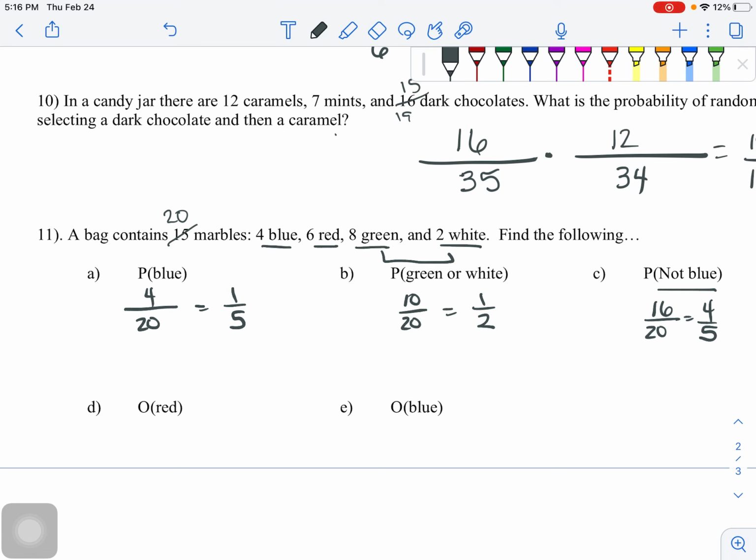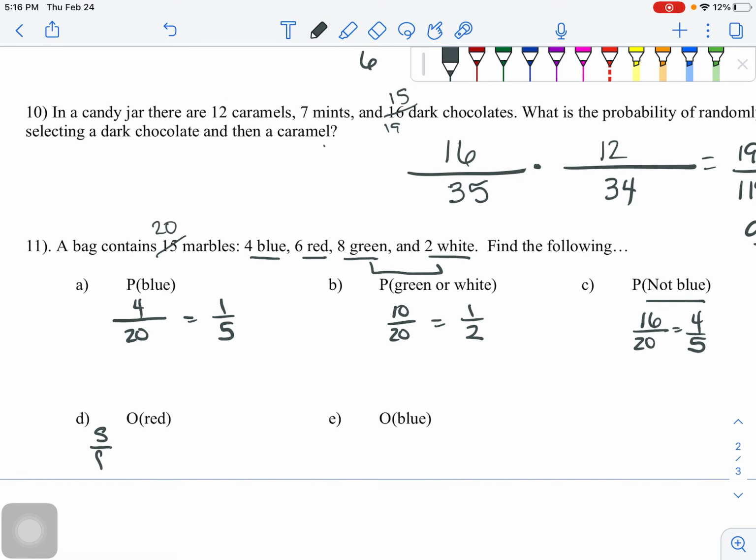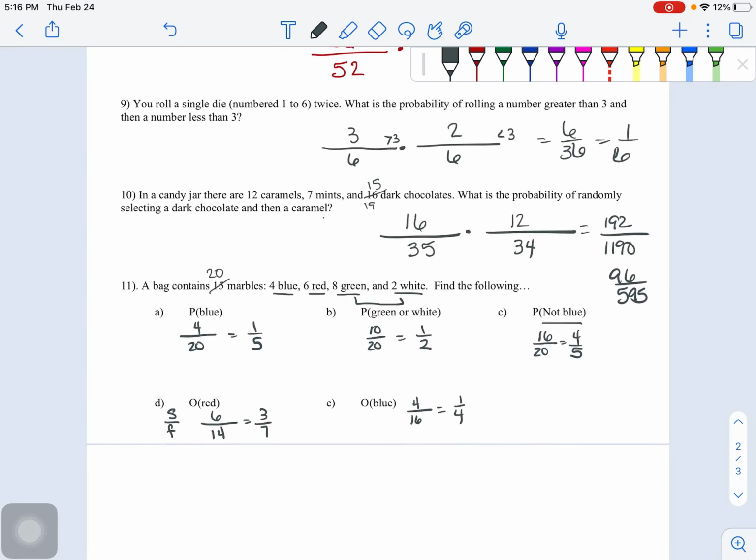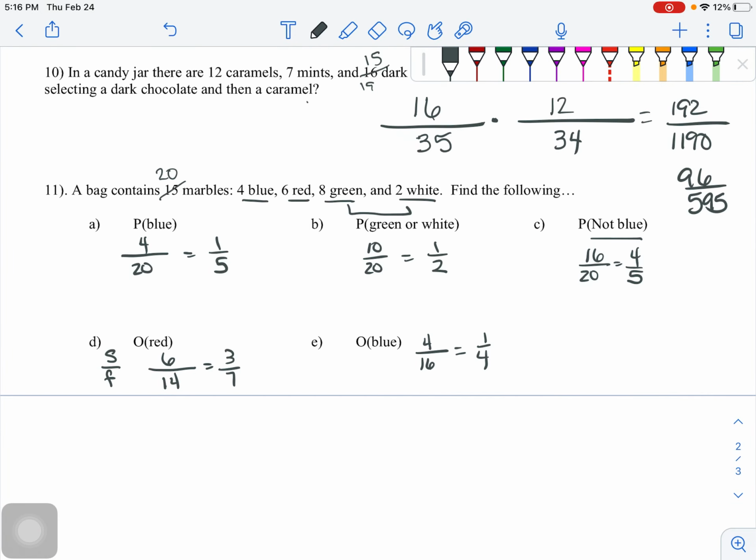Okay, now we're on odds. So odds is success over failure. So how many are red over how many are not red? How many are red? 6. How many are not red? 14. And then odds of blue, how many are blue over how many are not blue? So how many are blue are 4. How many are not blue? 16. 4 over 16 is 1/4. And that's it.